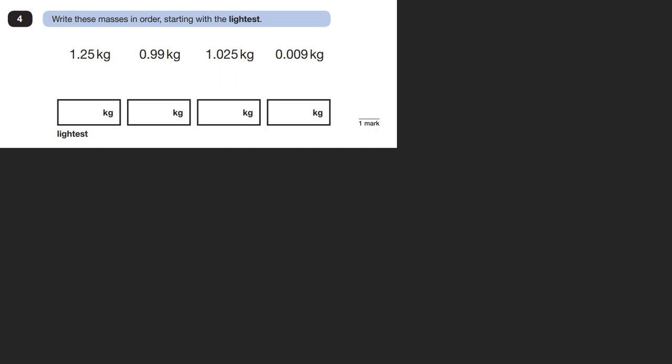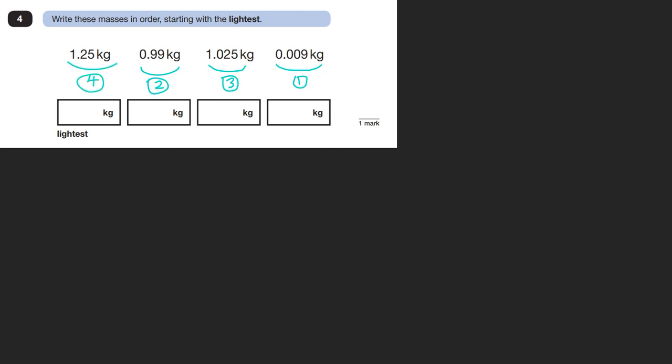Question number 4. Write these masses in order, starting with the lightest one. The lightest one means less heavy. 1.25 kilograms, 0.99 kilograms, and 1.025 kilograms. So I would prefer this as the first choice, and the second one is 0.99, and the next one is 1.025, and the last one is 1.25.